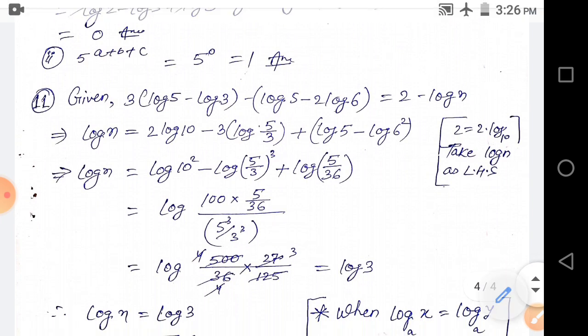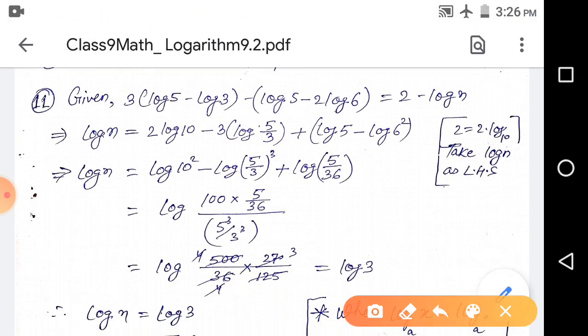For question number 11 we have the given condition: 3 log 5 minus log 3 minus log 5 minus 2 log 6 is equal to 2 minus log n. We have to solve this. First, this part is transposed to the left hand side and all the others are taken on the right hand side. So this minus log n, taken to the left hand side, becomes plus log n, and for the 2 we can write 2 log 10.